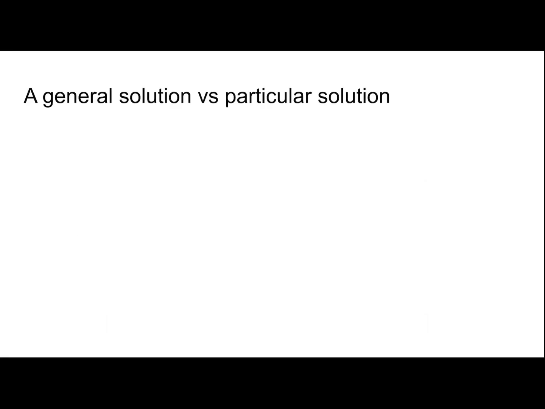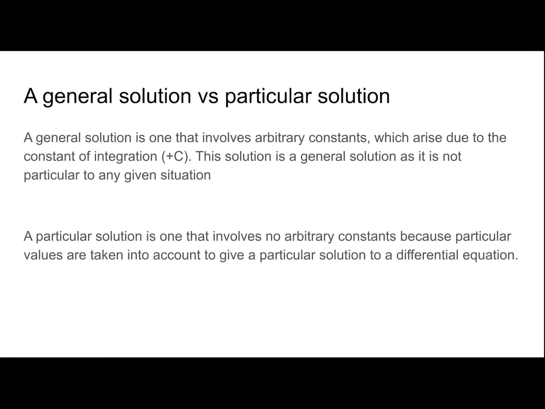Alright, so a general solution versus a particular solution. A general solution is one that involves arbitrary constants which arise due to constants of integration. After you separate the variables and integrate on both sides, because we're integrating, there's going to be the constant of integration, plus c. For example, if you were to integrate x, you'll get x squared over 2 plus c. There's always that arbitrary constant, which is the plus c. This solution is a general solution because it's not particular to any given situation. It's not a particular solution because it does not represent any particular situation.